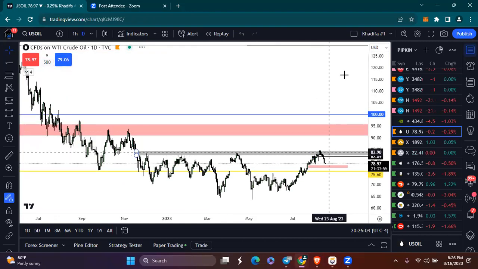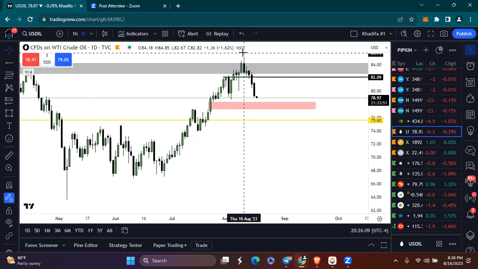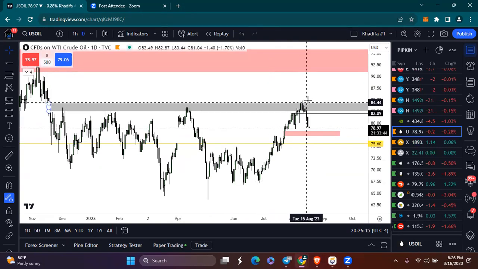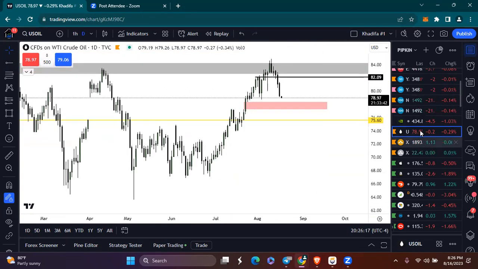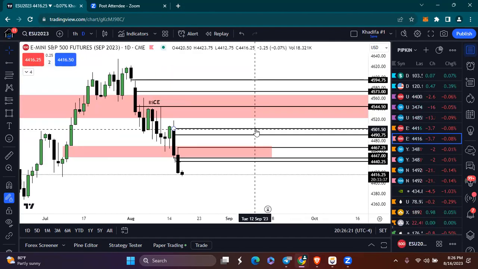Then I'll be looking to long up to $100. I gotta break and close clean above that fair value gap and come back down and find support. Until that happens, I won't be long. That's what I got for oil.